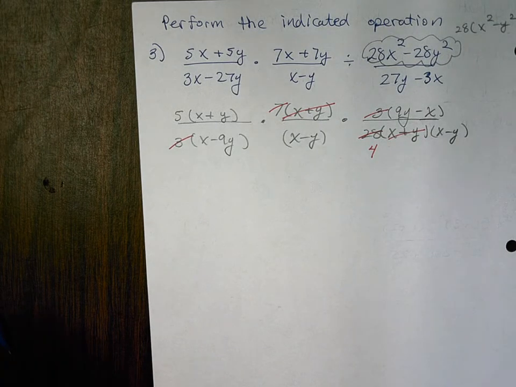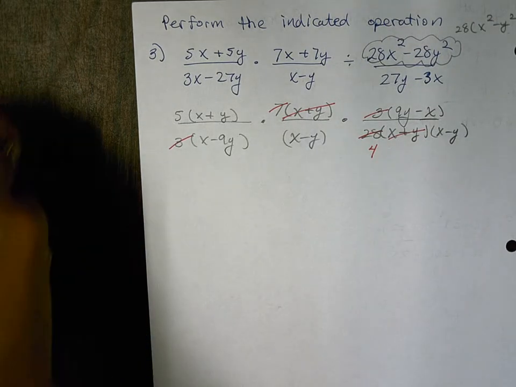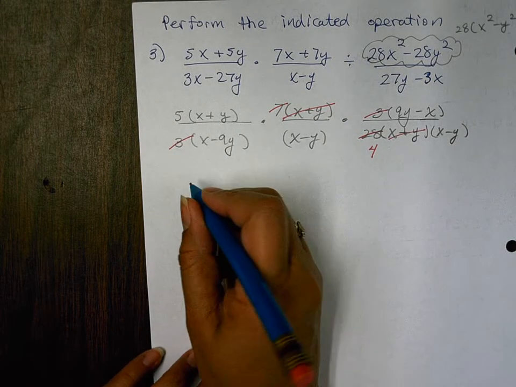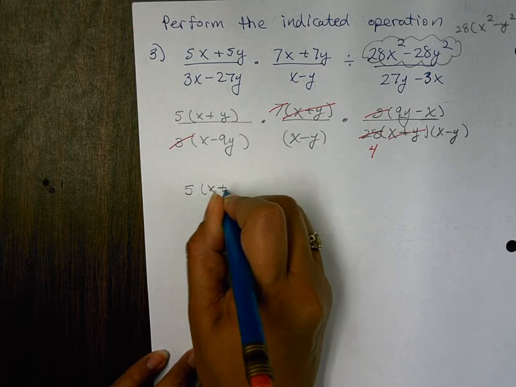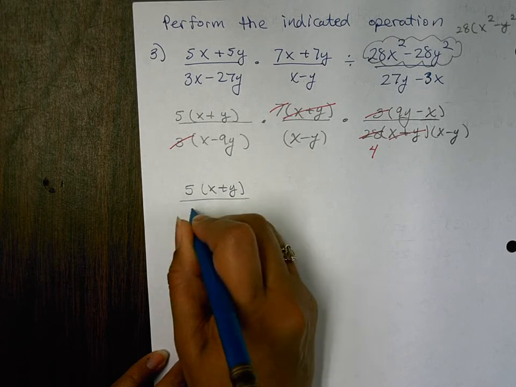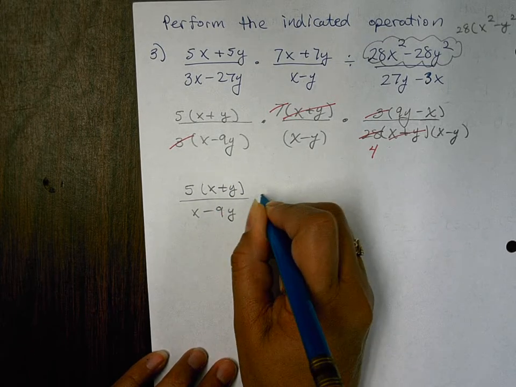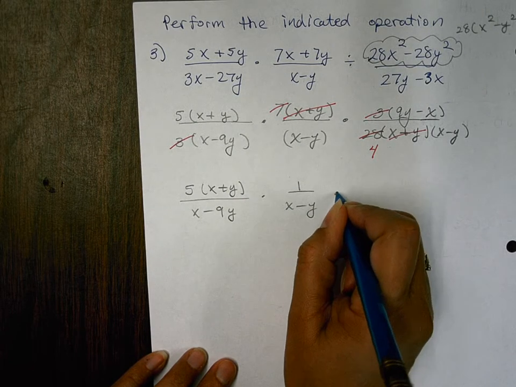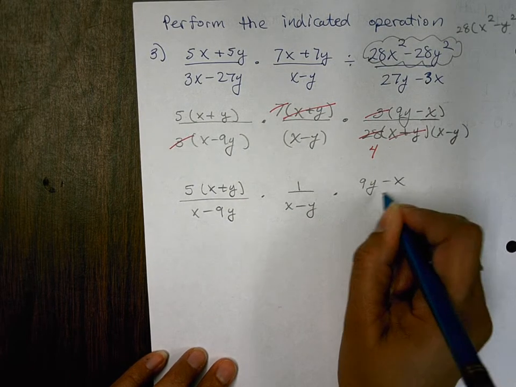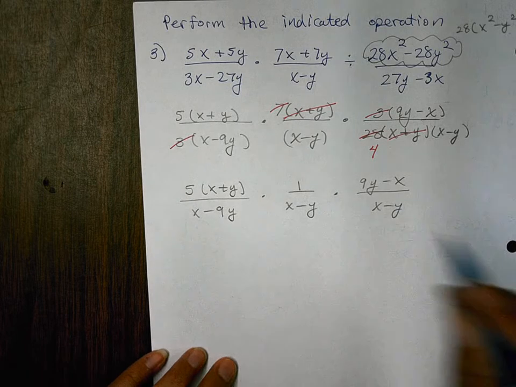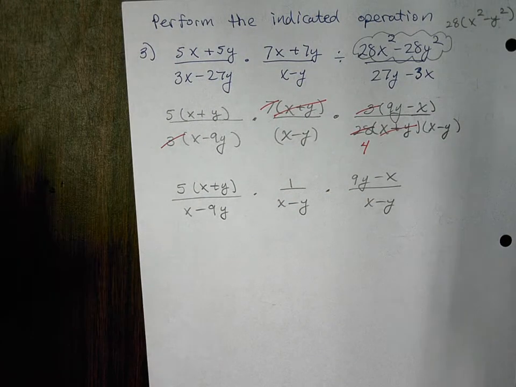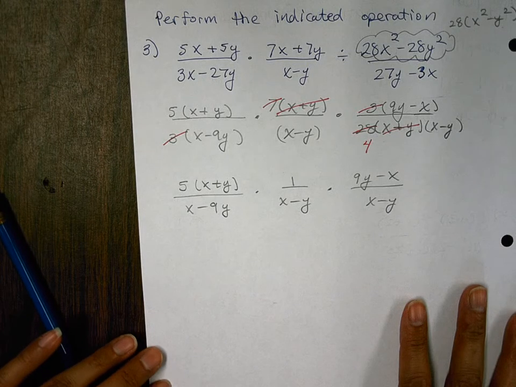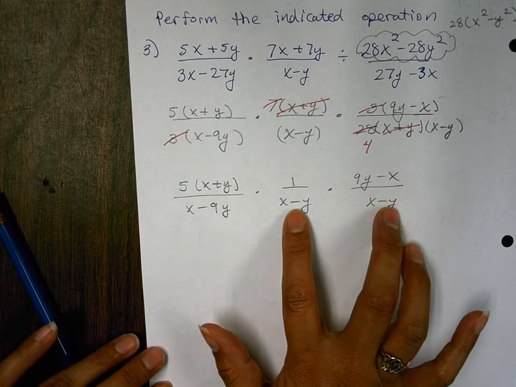I don't know if you see it, and it's getting kind of messy, so I'm just going to rewrite it. Some of you can do it all in one shot. I'm just going to rewrite it to see what's going on. 5 times x plus y over x minus 9y, times 1 left at the top, x minus y at the bottom, 9y minus x at the top, and then x minus y. Again, you don't have to do this step. If you can reduce all up here, go for it. I'm just doing it to make it a little easier on the eyes.